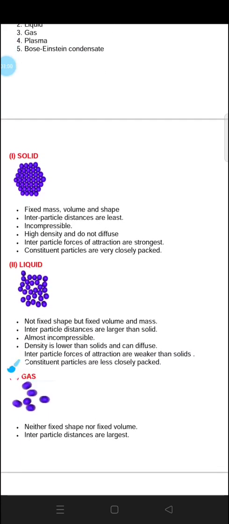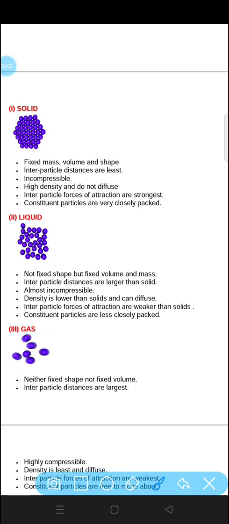So we will start with solid. What are the different properties of solid, that we will see. As you can see in the diagrams, the solid has very close particles. There is very little space between the particles, or we can say there is no space. Let's look at the properties. Fixed mass, volume, and shape. Solids have fixed mass, fixed volume, and fixed shape. Their mass, volume, and shape do not change.